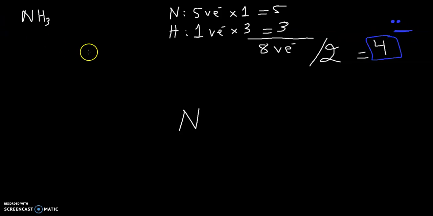So let's check. I have 3 hydrogens. I'll distribute 3 hydrogens around the central atom, which is nitrogen. So these are 3 hydrogens. I'll have to start bonding. First bond, second bond, third bond. Now, as you know, hydrogen has a duet, not an octet. So the maximum electrons that it wants is 2. 1, 2, 1, 2, 1, 2 for each hydrogen.